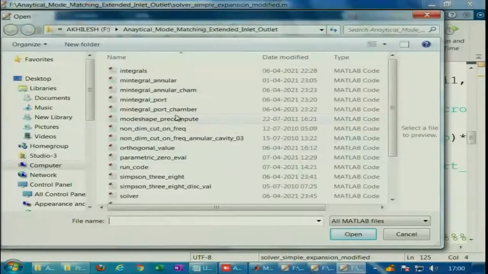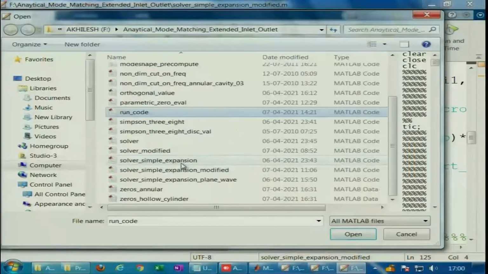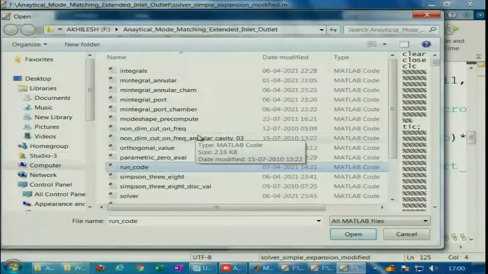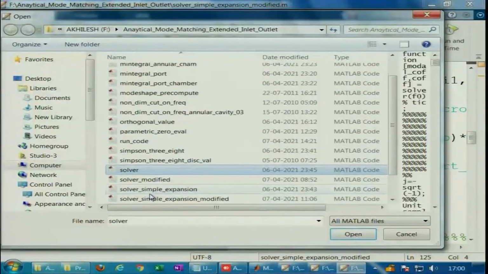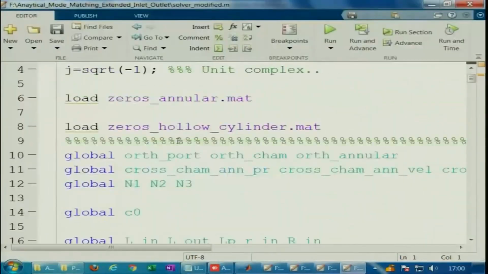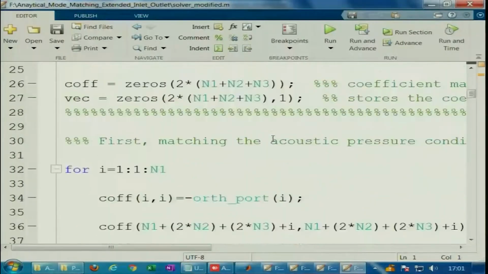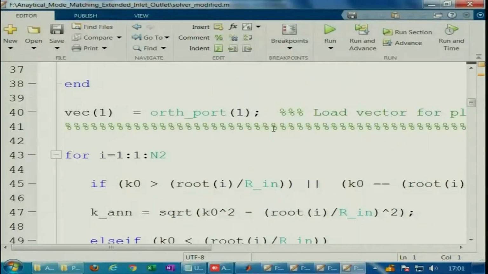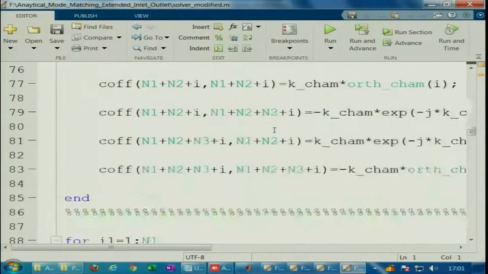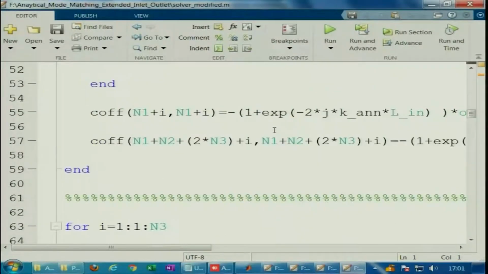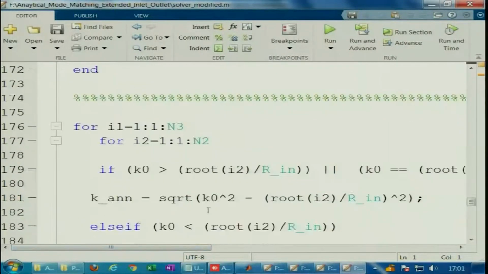So, this is the file that we should open. Just bear with me for a minute. This is exactly the same, other than the fact that we need to invoke a few more integrals, like hollow underscore cylinder and those things. The size of the coefficient matrix and vector has increased, everything else remains the same, and additional matching conditions are there at the inlet and outlet. These have something to do with the cavities. Okay, all these things are there.